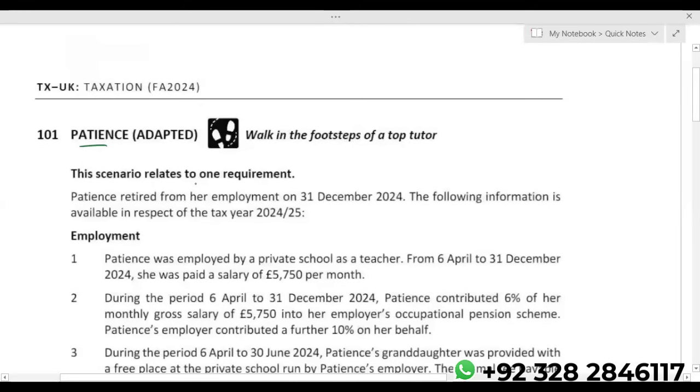Patience, this scenario relates to one requirement. Patience retired from her employment on December 24. The following information is available in respect of tax year 24-25. And there was one query also.